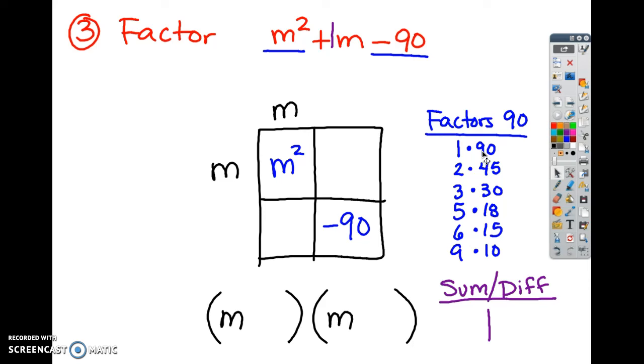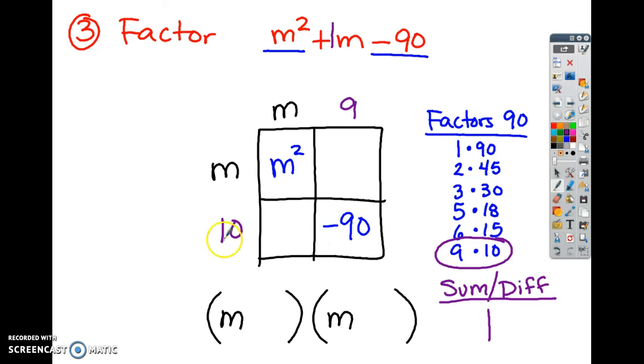9 and 10. The difference of 9 and 10 is 1. All the other ones, if you start adding them or subtracting them, none of those will give you 1. So the only one that gives you a sum or a difference, in this case a difference of 1, would be 9 and 10, if you subtract them, right? So I'm going to put a 9 here and a 10 here, and now we need to start worrying about the symbols. They need to multiply and give me a negative 90.